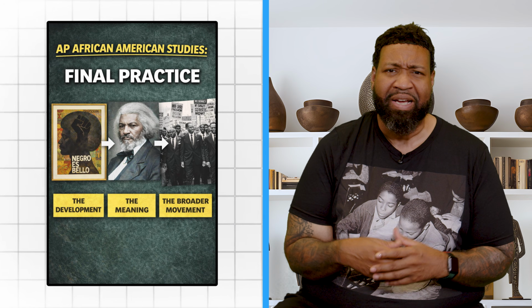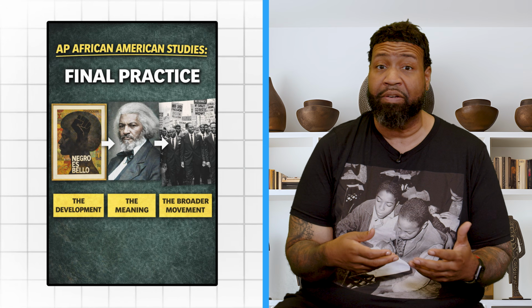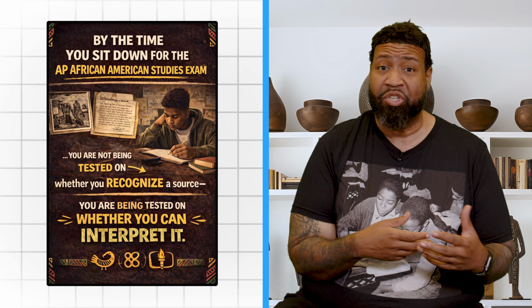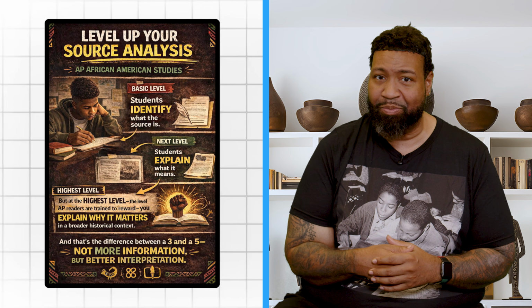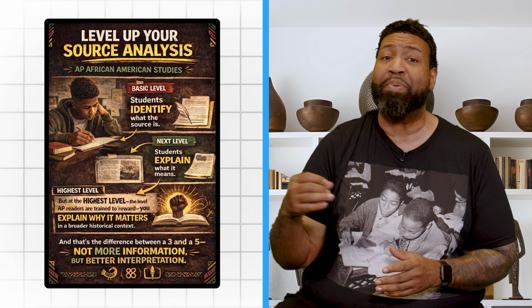And once that becomes automatic, you're no longer reacting to sources. You're thinking like an AP reader. So here's what I want you to do. Practice. Take any source you've studied, an image, a document, or a chart, and in 2 to 3 sentences, identify the development, the connection, and show why it matters. Because that one move, that shift into interpretation, is where you're going to earn your points. And that's the difference between a 3, 4, and a 5. Not more information, but better interpretation.